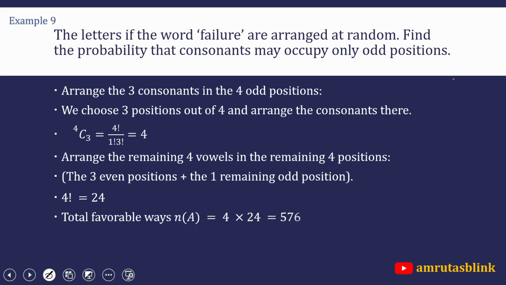which is equal to 576, and hence the probability of this event we can calculate as n of A upon n of S, which is equal to 576 upon 5040, which is equal to 4 upon 35.